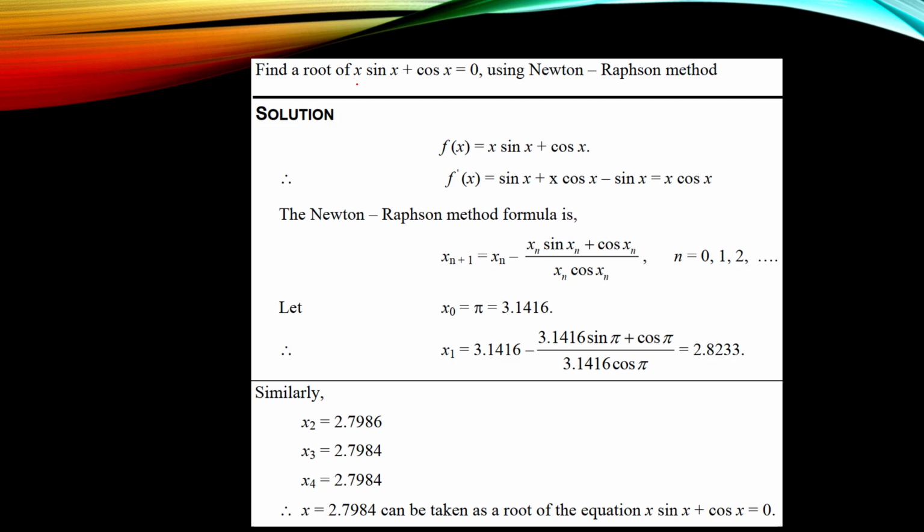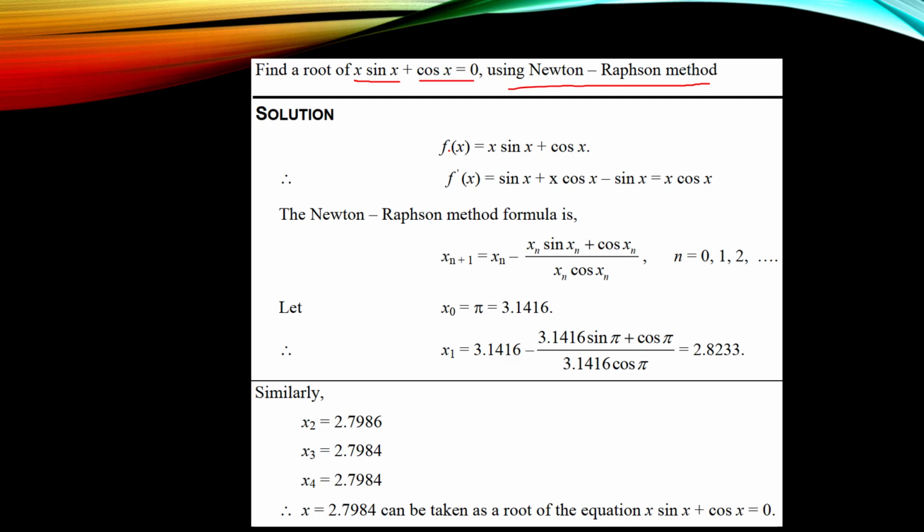You have to find the root of x sin x plus cos x is equal to 0. By seeing this equation, we understand that this is a transcendental equation, as it has trigonometric terms. When you write it as x sin x is equal to minus cos x, both the LHS as well as the RHS have an x value. So it is a transcendental equation, and you have to solve it by the Newton-Raphson method.